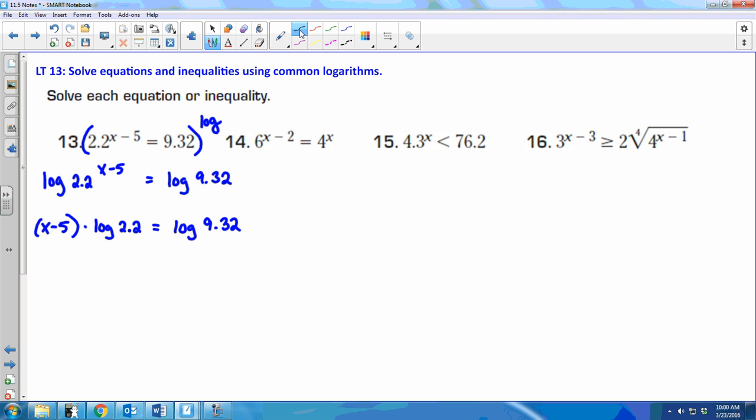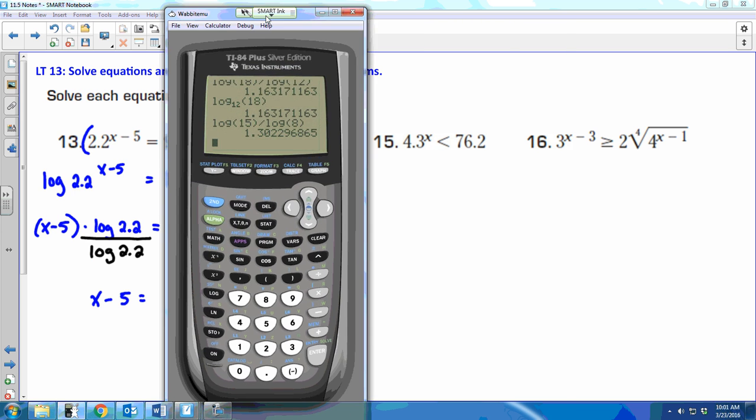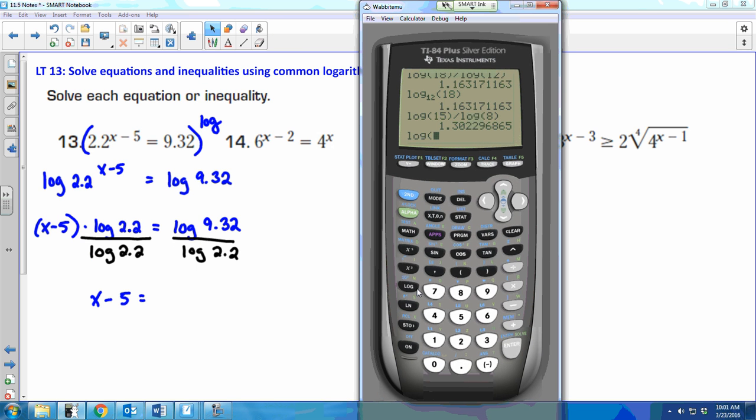So if I have just numbers, I can just divide by log of 2.2 on each side, and then I have x minus 5 left by itself. And I can actually get that decimal value. These are going to be full of gross decimals, so get used to it.